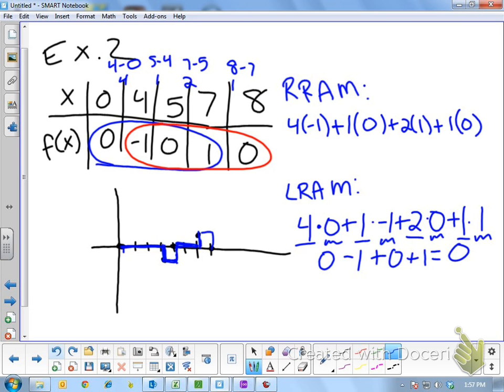So all my widths were the same. The widths didn't change. But the heights did because now I'm using different y values. We simplify this, we get -4 plus 2, which is -2. So we know our actual integral would be somewhere in between. We have a table, so we have no way of knowing exactly what it would be. Now, what if I wanted to do a midpoint sum on this one?